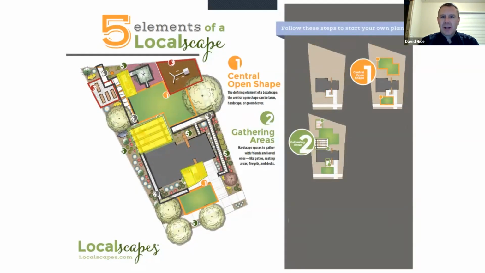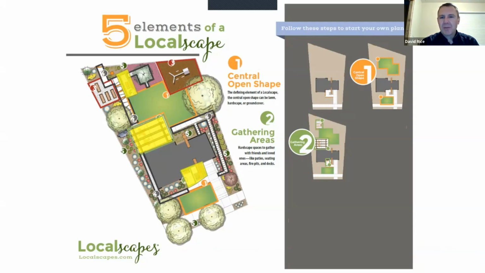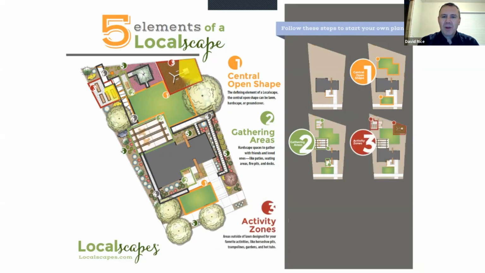Second one is gathering areas. Well, it's figuring out what you need your landscape to provide for you in terms of, do you entertain? Do you like to just be in a private space by yourself or your family? So these are patios, seating areas, fire pits, decks. These are the spaces where you like to gather. Consider them extensions of your home or extensions of your living space, but it's outside. So that's number two.